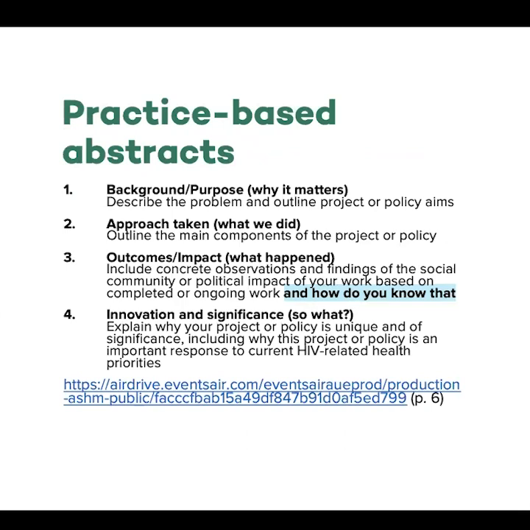This is what ASHM recommends as the structure for a practice-based abstract. They say, describe the background and purpose, why it matters, describe the approach taken or what you did, describe the outcomes or the impact, what happened, and how do you know that, right? Always spell out the knowledge practices that you drew on to come up with your findings about what the impact was. And lastly, answer the innovation and significance question. How is this new and why is it important?